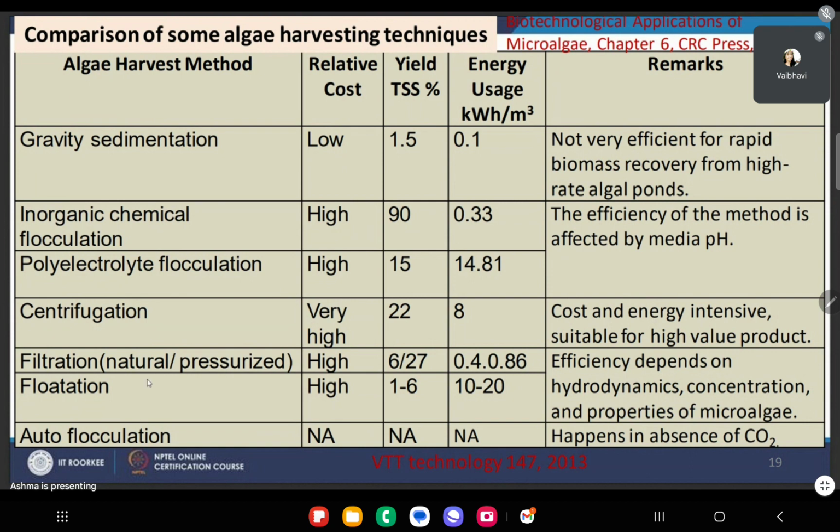Next is filtration. We can do filtration at natural pressure, or at pressurized conditions. The cost associated with filtration is high, and the yield can be around 6% or 22%. Next is flotation. Here also the cost is very high. And next is autoflocculation. Since the algae flocculate on their own, there is no cost associated with this. Autoflocculation can happen in the absence of carbon dioxide.